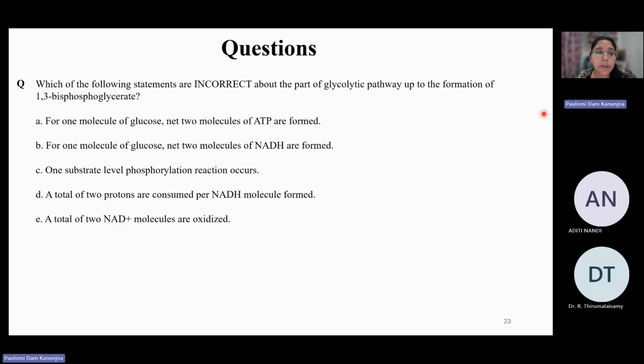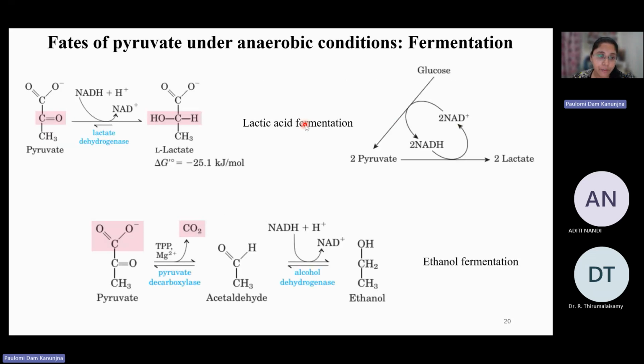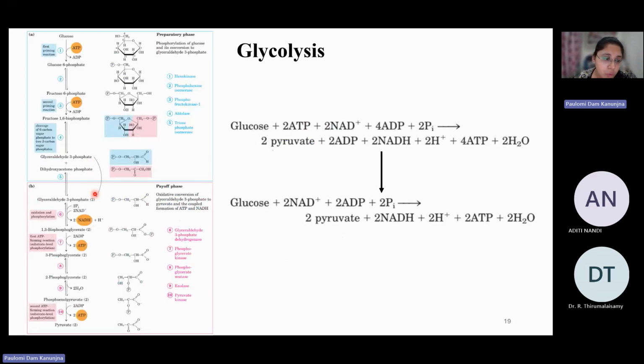The first one talks about for one molecule of glucose, net 2 molecules of ATP are formed. Let me go back here. This step is here, right? We have discussed it previously. So what we are looking for is till this step here, right? And the first statement was about for one molecule of glucose, net 2 molecules of ATP are formed. Up till this step, no ATP is formed. ATP is being used, but no ATP is formed. So that's why that statement is incorrect.